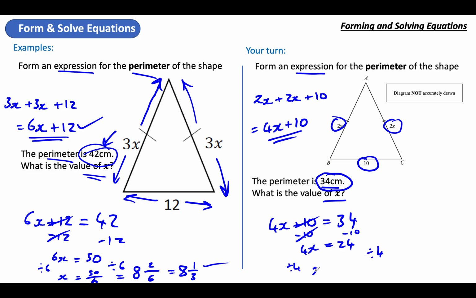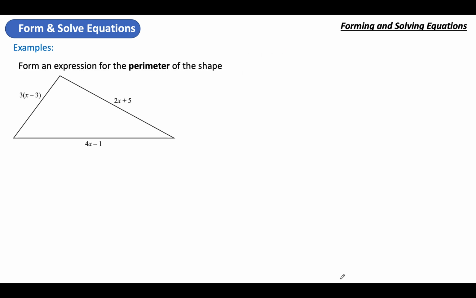I don't want 4x, I only want 1. And there are 6 4s in 24. X is equal to 6. Okay. Form the expression, make the equation, solve it. So form an expression for the perimeter of this shape. Another question, let's try it.